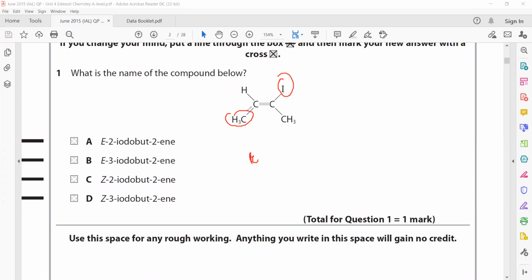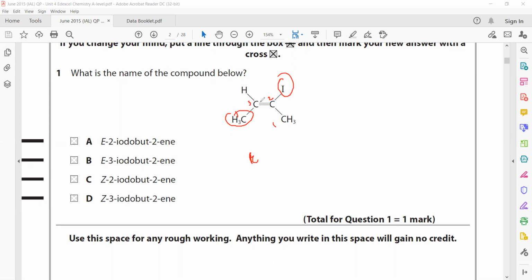And when we count the number of carbons, if we start numbering from here, 1, 2, 3, 4, so second position we have a double bond, and third position we have iodine. If we count the other way around, 1, 2, 3, 4, so second position we have a double bond, and second position we have iodine. So we always start the numbering from the nearest double bond or the functional group.